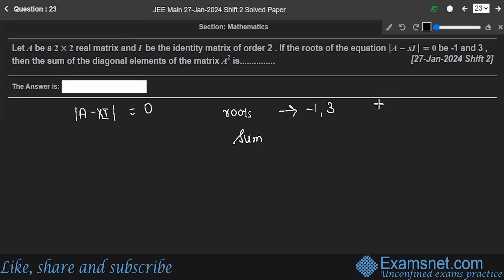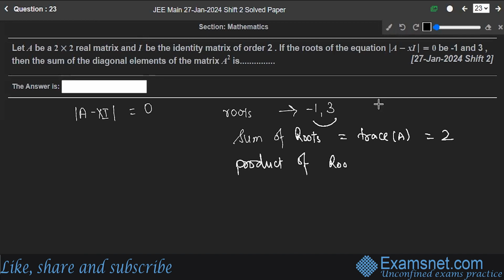So in a matrix such as this one, the sum of roots is given by the trace of A, and in this case it's minus 1 plus 3, which is equal to 2. Also, the product of the roots is equal to the determinant of the matrix, which is equal to minus 3 in this case.